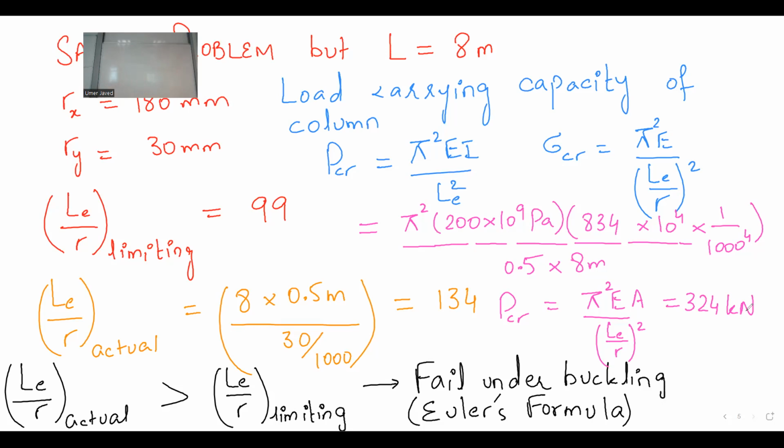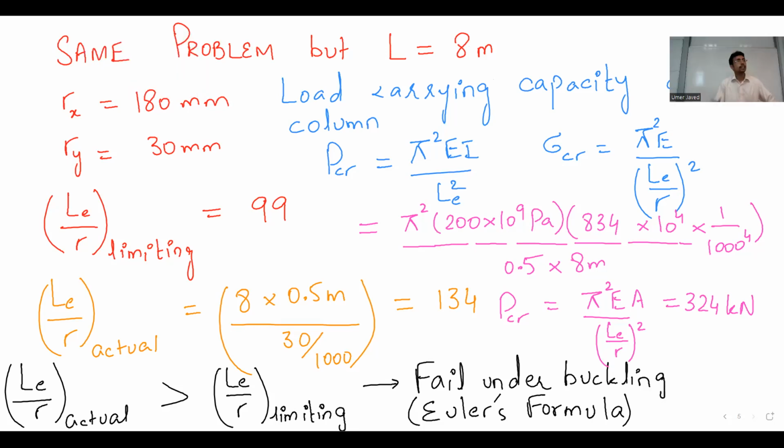So, Ghazal, are you with us? I changed the problem when the break ended. I said the same problem, but this time with the length equal to 8 meter. Copy paste same problem. RX same, RY same, but the length is different. Would the limiting value change? No, the limiting value cannot change. It depends on LE over R, as you remember, nothing changes. I got the same 99, but now LE over R actual is different. Tahsin Chan, are you with me? And then LE over R actual, thank God, comes out to be greater than the limiting value.